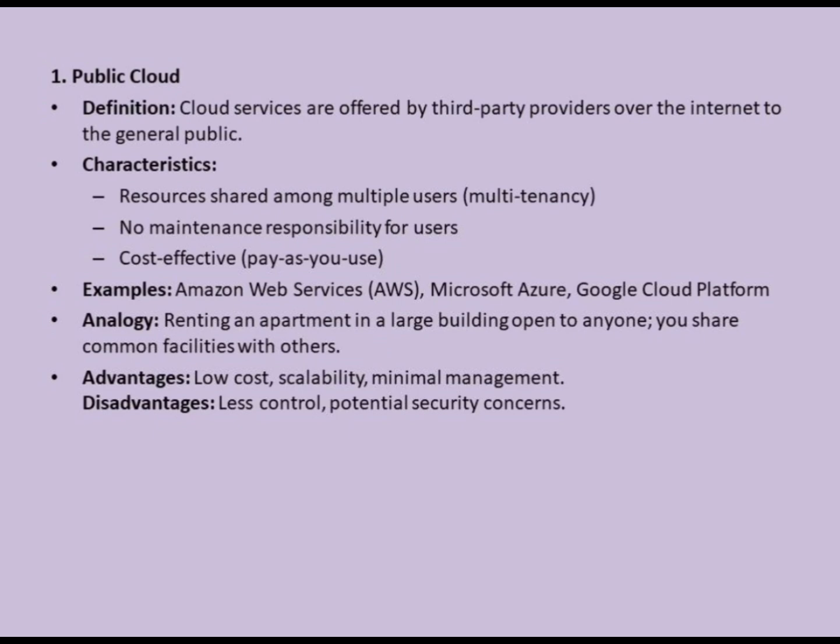Examples. Popular public cloud providers include Amazon Web Services, AWS, Microsoft Azure, and Google Cloud Platform, GCP. These platforms offer services like computing, storage, databases, and AI tools that can be accessed from anywhere via the internet. Analogy. Using a public cloud is like renting an apartment in a large building that's open to everyone. You share the building's facilities, like elevators, water supply, and security with other tenants, but you have your own private space within it.